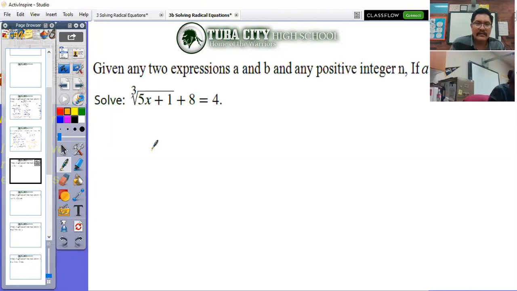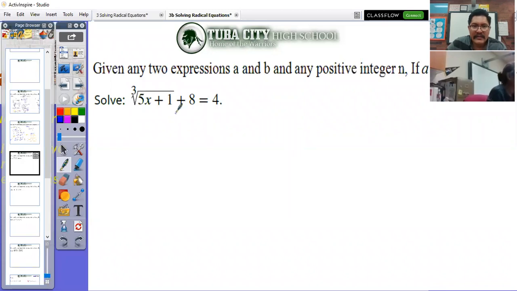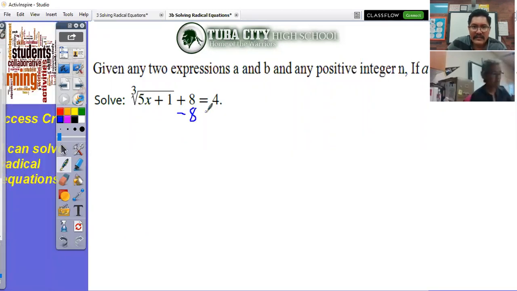All right. So now we need to find the number that we can times by 5, add 1, take the cube root of it, then add 8, so that we get 4. And sometimes you can solve these by trial. You can just pick things until something works out. Well, let's stick with our process that we've been using. First things first, as always, let's see if we can isolate that radical.